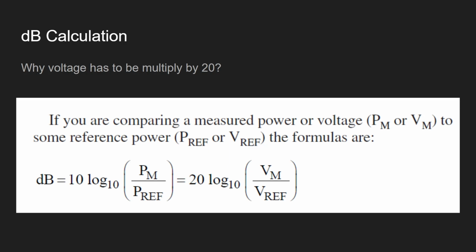P equals IV, right? This is the definition of power. Power equals current times voltage, and V equals IR. That's why P equals V squared over R. So this is just a combination of these 2 formulas. Nothing new. As we can see, the dB has a definition.